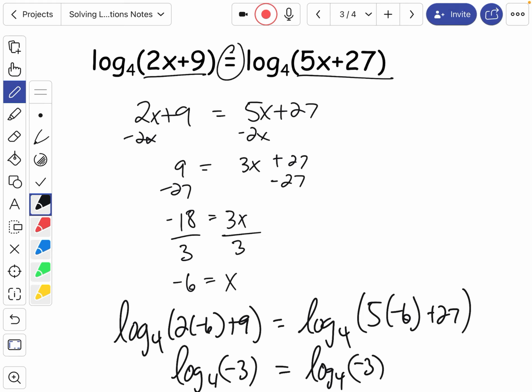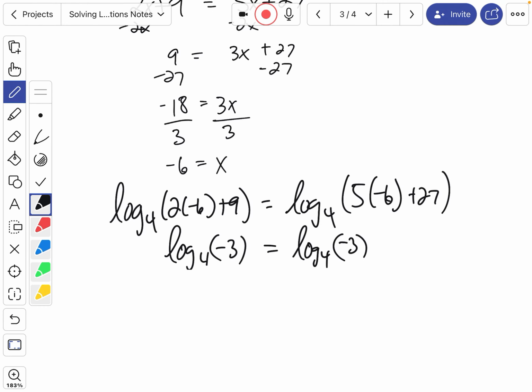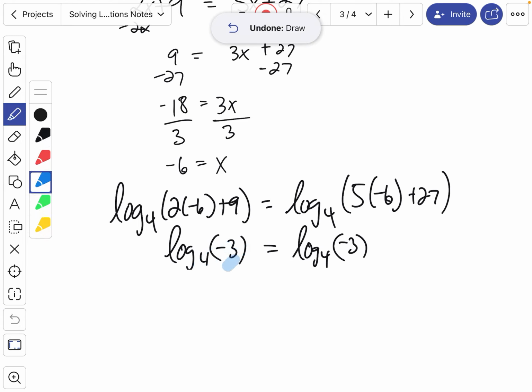Now, at this point, I would say most students would say, great, it checks out, they're both equal. But there is a problem here. These two things are not possible. Oh, whoopsie, I didn't mean to do that. I wanted to grab the highlighter. You cannot do log base 4 of negative 3.